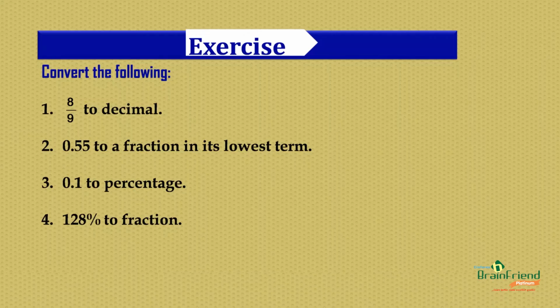It's time to do it yourself. Having learnt all the conversions, I'd like you to pause the video and try out these exercises. I'm sure you are done. The correct answers to these questions are 0.89, 11 over 20, 10%, and 32 over 25. If these were your answers, you are correct.